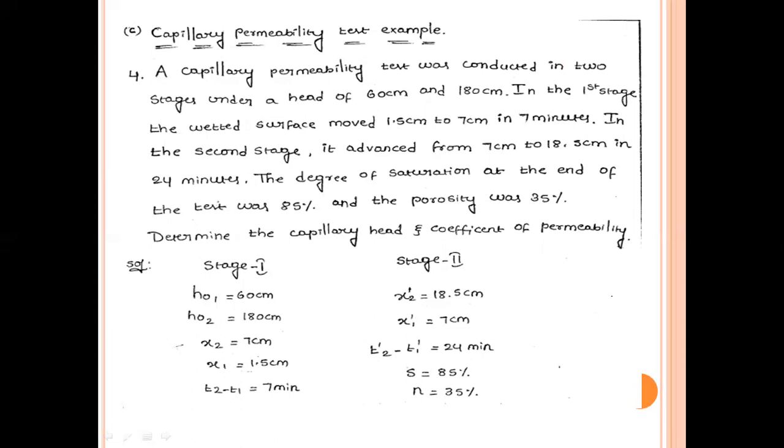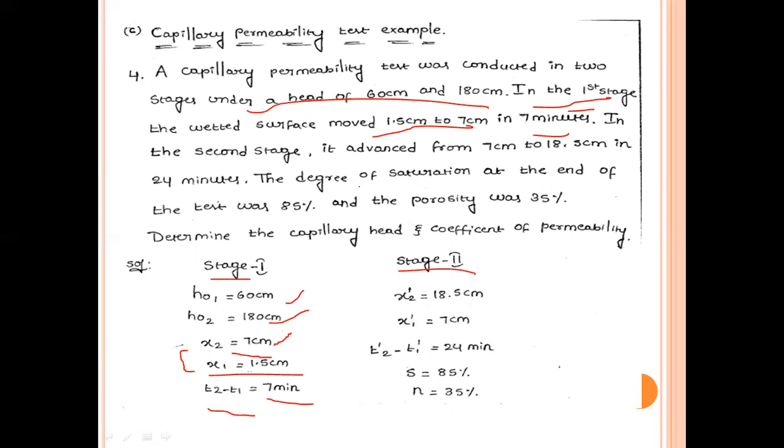So here are the two stages: first, stage one, and second, stage two. Stage one is under a height of 60 centimeters, H1, and H2 is 180 centimeters. In the first stage, the wetted surface moved from x1, 1.5 centimeters, to x2, 7 centimeters, in 7 minutes. That means t2 minus t1 equals 7 minutes.